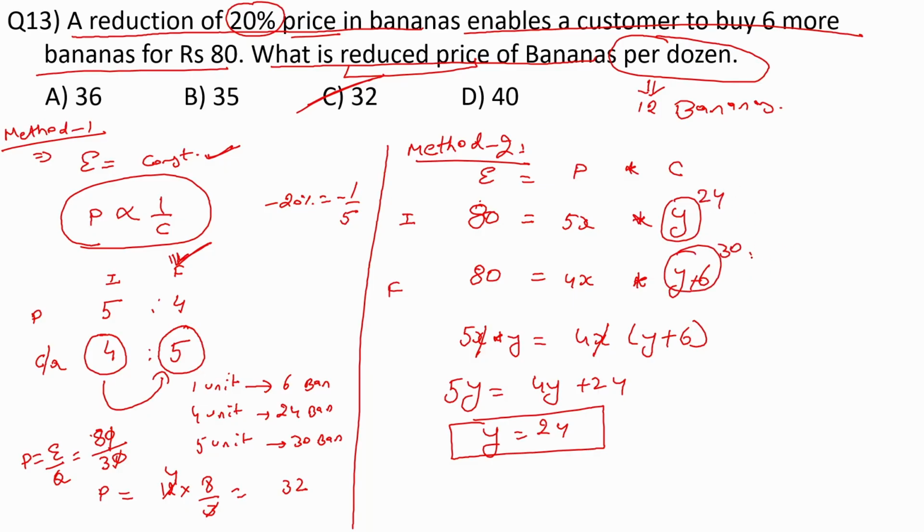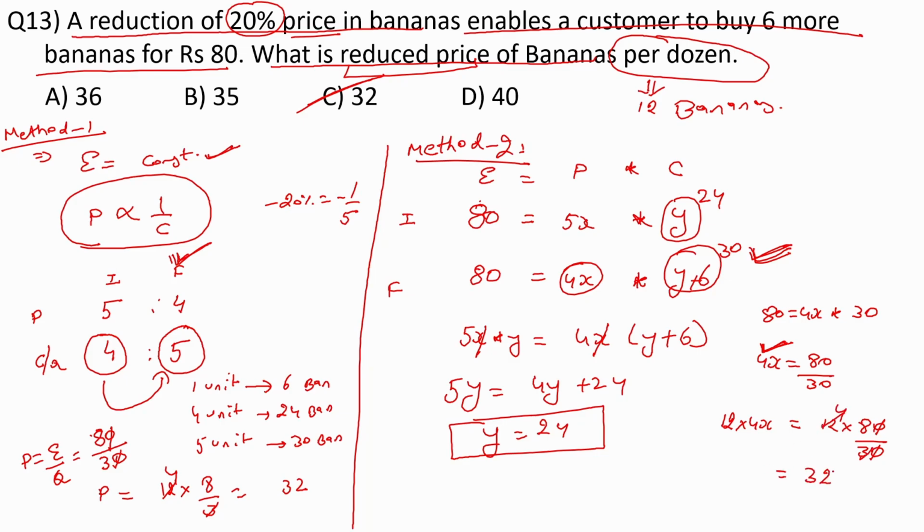From the second equation, as they asked me to find the reduced price, 80 equals 4x into 30. So the value of 4x is 80 upon 30. This is the value of one banana, guys. And we are supposed to find the value of 12 bananas, so I would multiply 12 on both sides. 12 into 4x equals 12 into 80 upon 30. The 0s get cancelled. 3 ones, 3 fours. So the price of 12 bananas is 32 rupees.